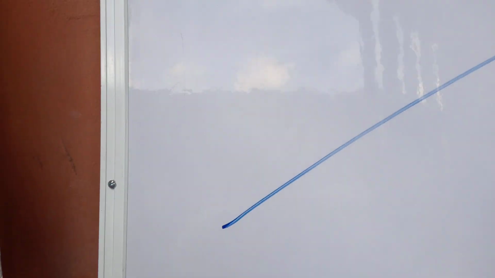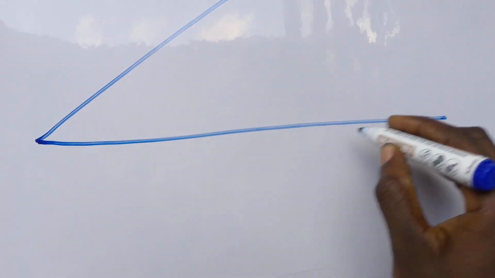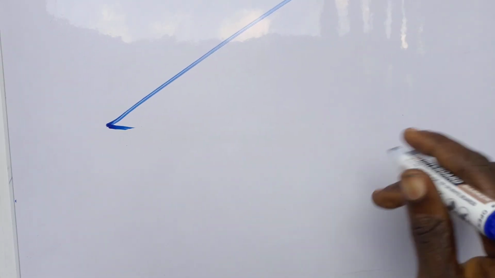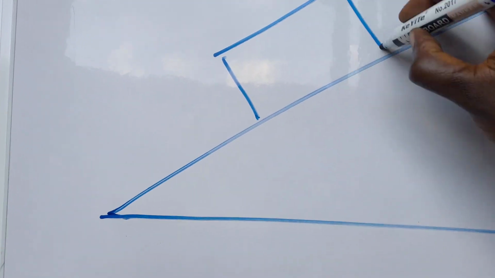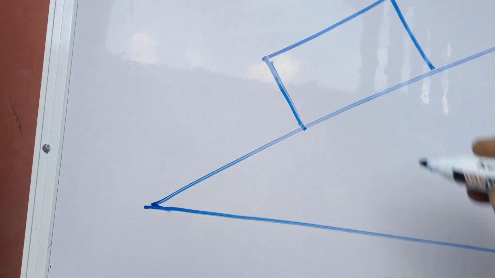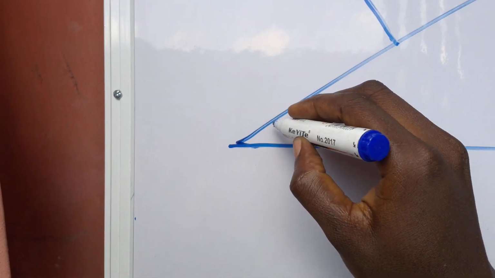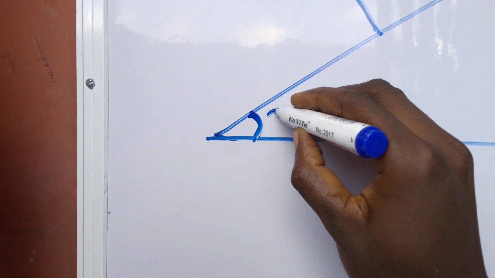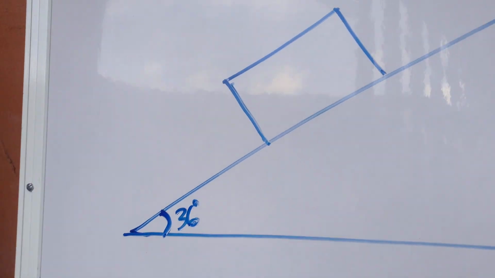You will draw your inclined plane. First, you have a diagonal line placed on a horizontal surface. And you place the block. Then the plane is inclined at an angle of 36 degrees to the horizontal surface.